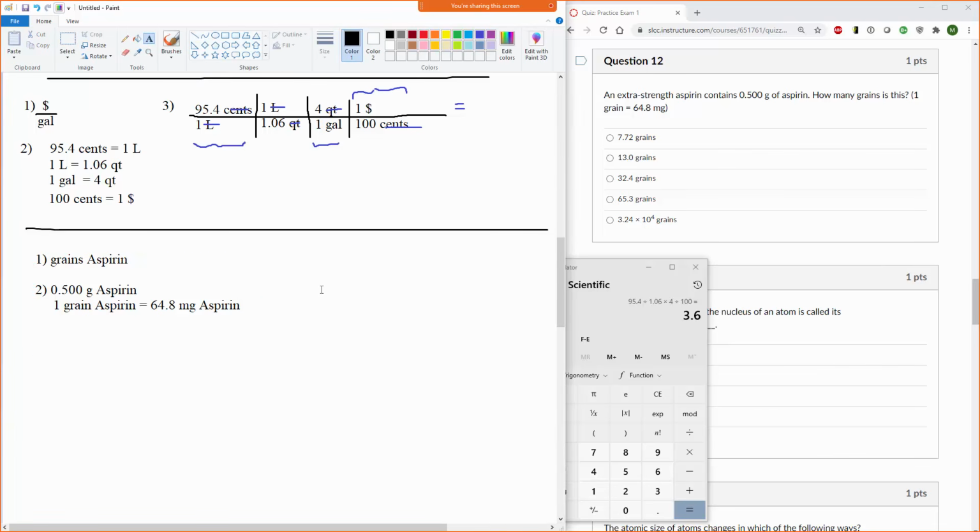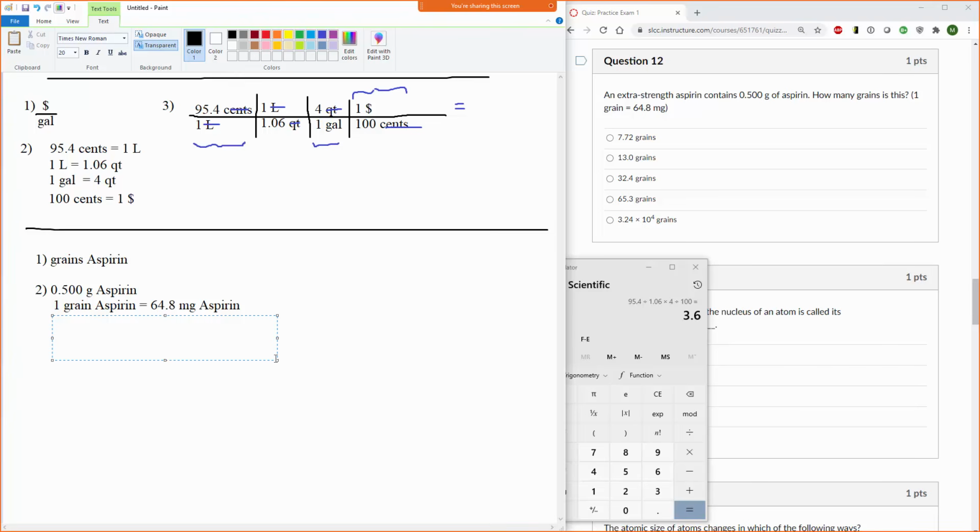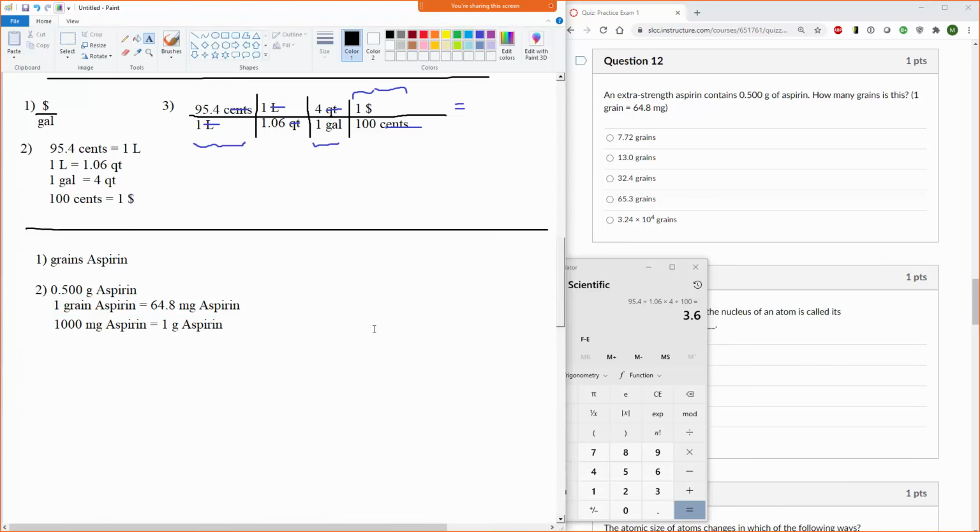Okay. What else do we need? Anything? We've got grams here and milligrams there, so we're going to need 1,000 milligrams of anything is 1 gram, which is what Erica wants to use. And that's true for aspirin too. Okay. Now we can set this up. I think we've got everything we need.